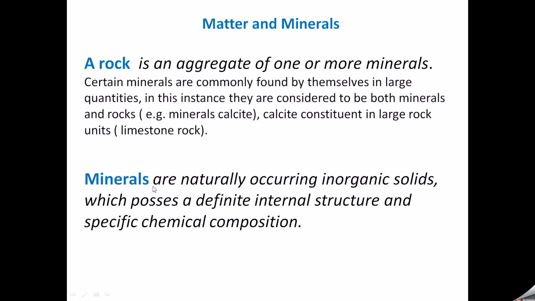A mineral, or minerals, are naturally, we have to have four conditions in any mineral. Naturally occurring, first thing. Inorganic solids, second. Third, possess a definite internal structure. And fourth, they have specific chemical composition. So, minerals are naturally occurring inorganic solids, possess a definite internal structure, and specific chemical composition.